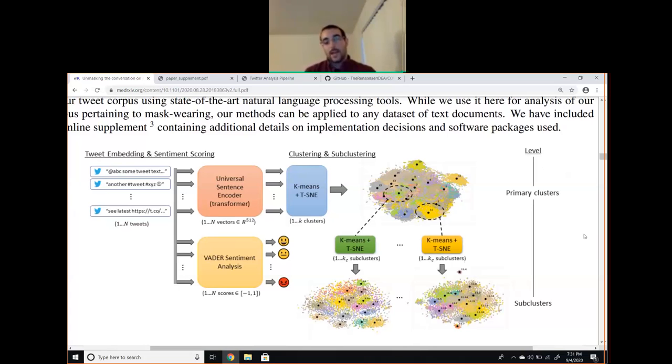We then applied k-means again to each cluster to come up with subclusters. We interpret our primary clusters as themes of discourse that were happening on Twitter with respect to mask wearing, and we've identified our subclusters as specific topics within those themes.